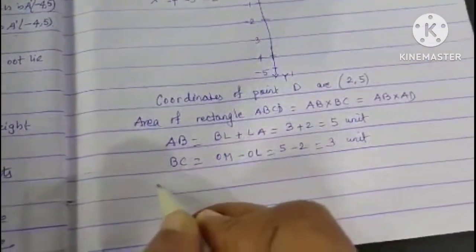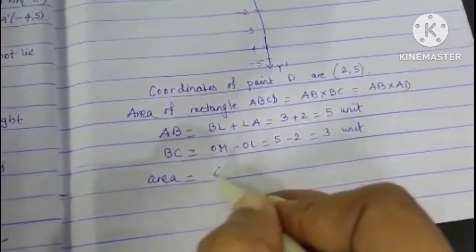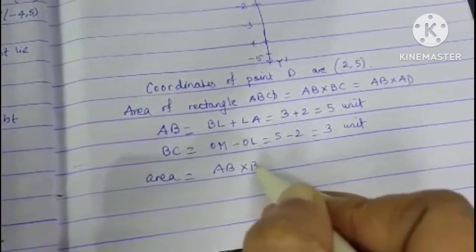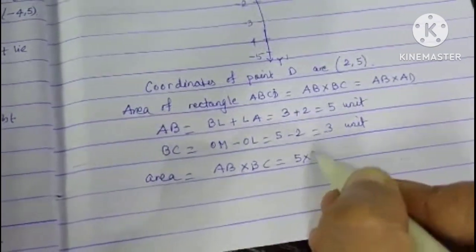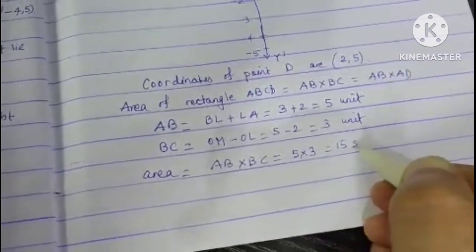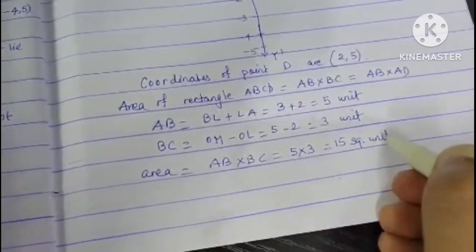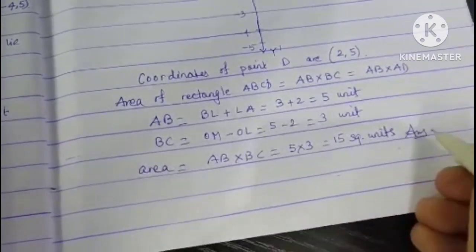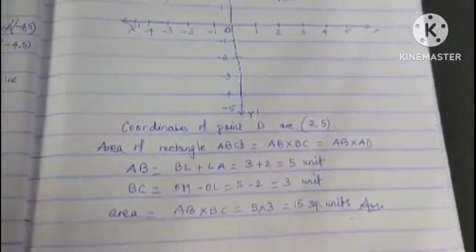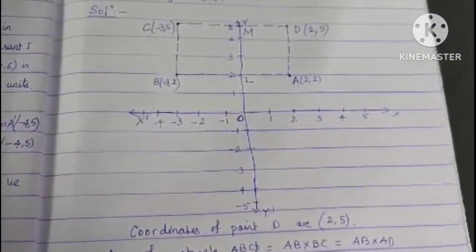So now the area of the rectangle will be equal to AB multiplied by BC, that is equal to 5 multiplied by 3, that is equal to 15 square units. This will be our answer. Okay, I think it is clear.